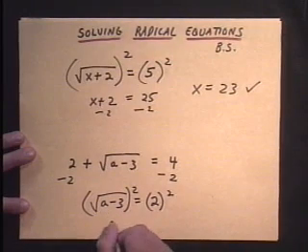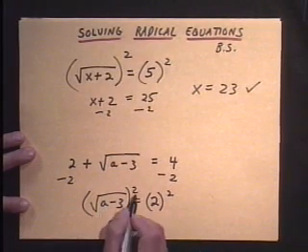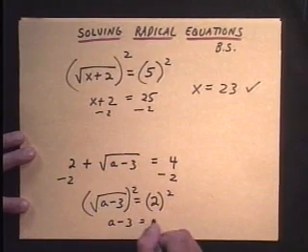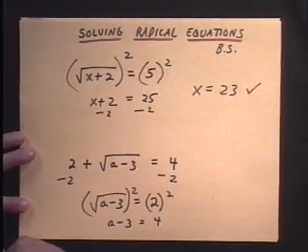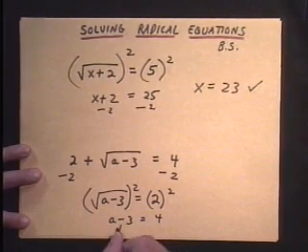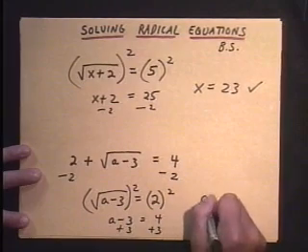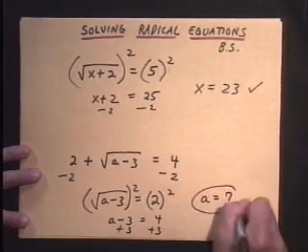So a minus 3 then pops out of the square root, because when you square it, it takes out the square root, equals 2 squared is 4. 2 times 2. Now, how do I get a by itself to take out subtraction? Add 3 to both sides. So a comes out to be lucky 7.